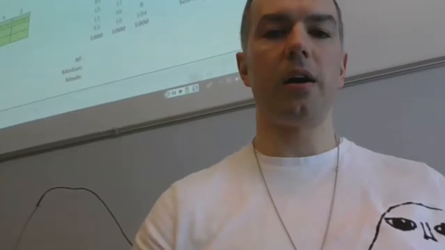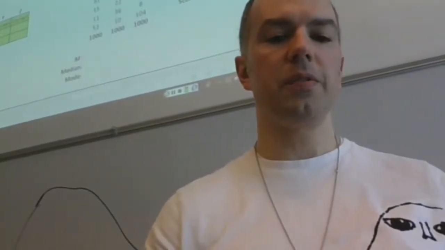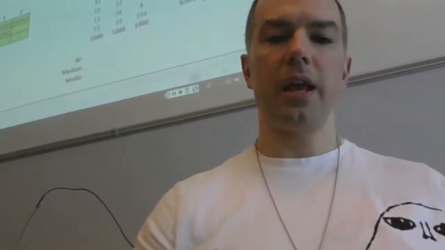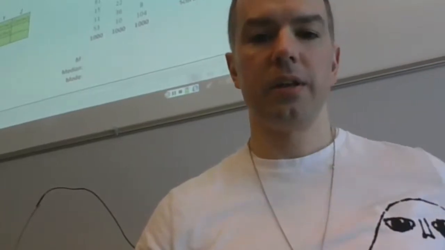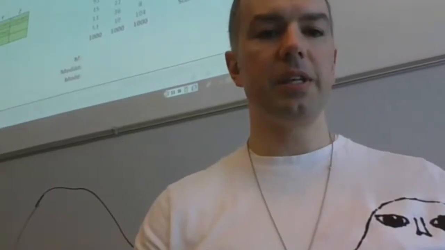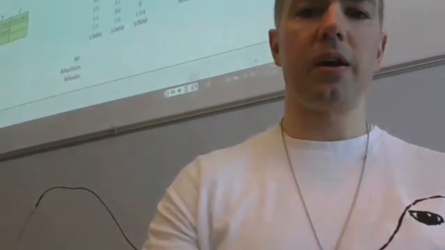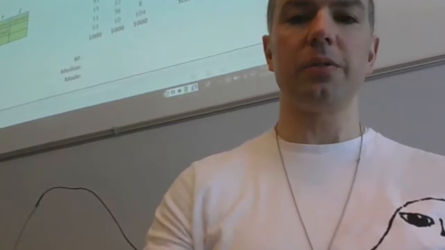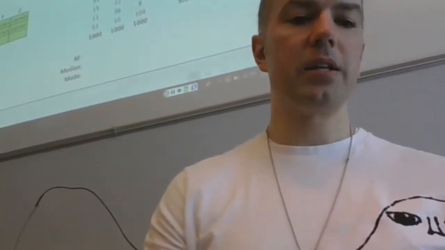Pop that into our answer cell using the equals function. And then the last one, equals, median, open parentheses, highlight those z-scores, close those parentheses, and we get a median of 41. Pop that into our answer cells for the z-scores using the equals function, and we got that one correct as well.